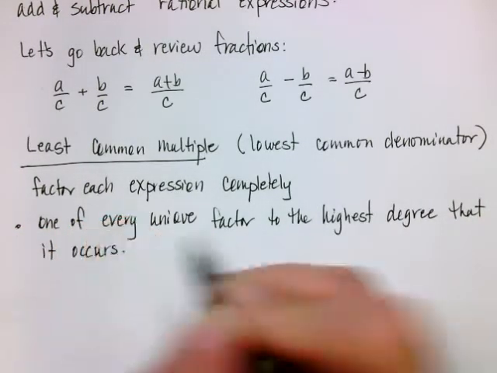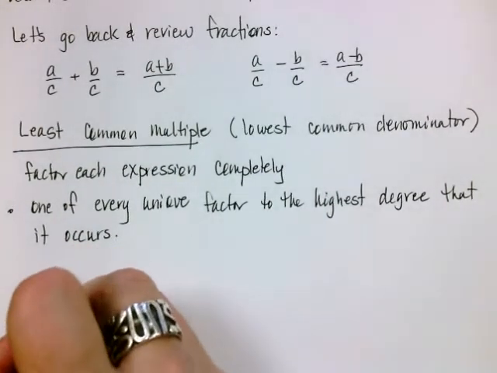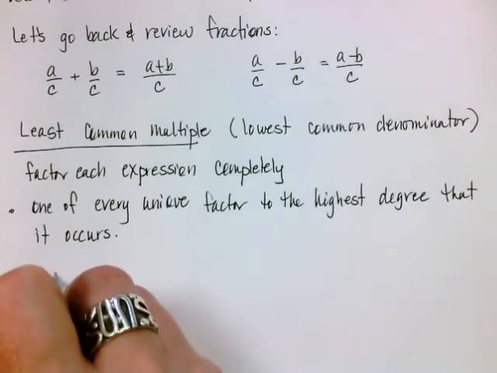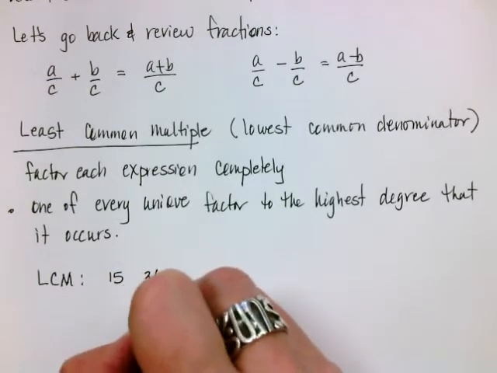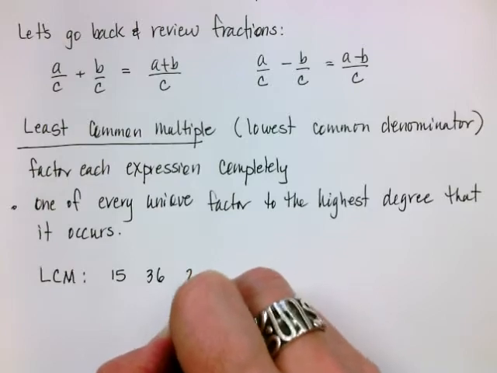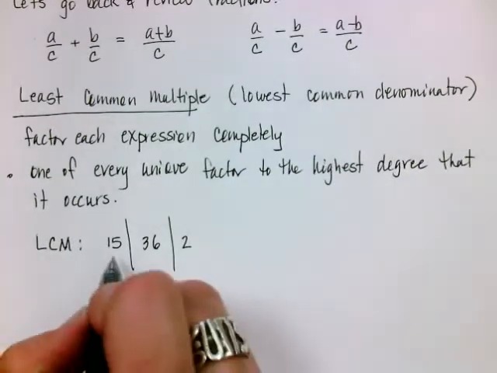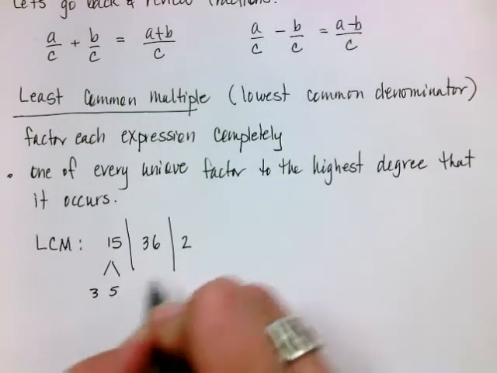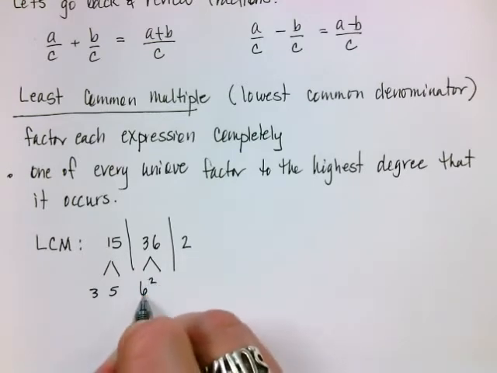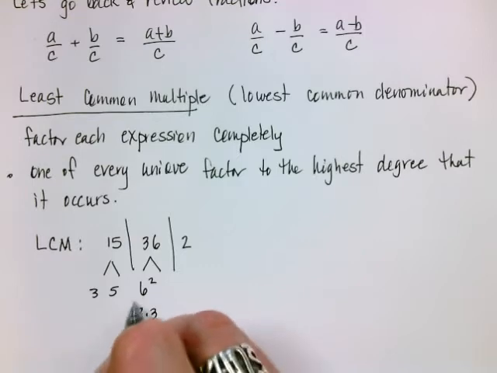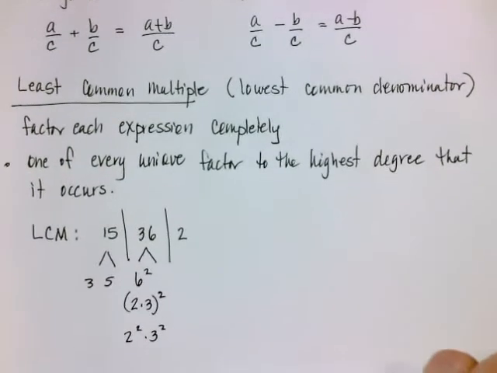Okay, so let's do an example with numbers before we actually start doing one with rational expressions. Let's say I wanted to find the lowest common multiple, and I had 15, 36, and 2. So separate numbers, okay? So I'll draw lines so we don't get them confused. The factors of 15 are going to be 3 and 5. The factors of 36 are 6 squared, but 6 is not prime, so it's 2 times 3 squared, which is 2 squared and 3 squared. And then 2's factors are 2 and 1.